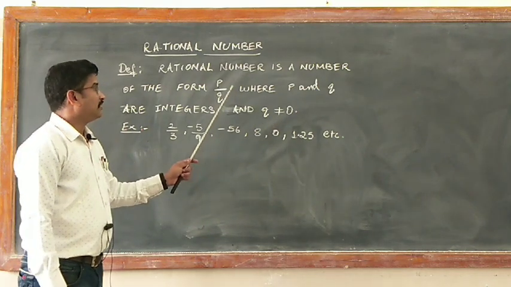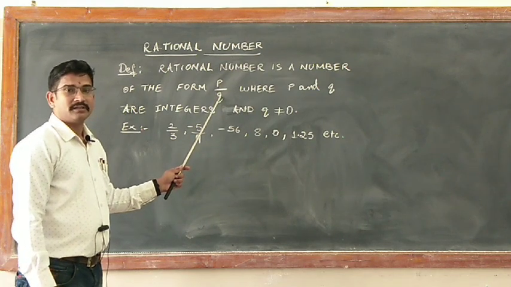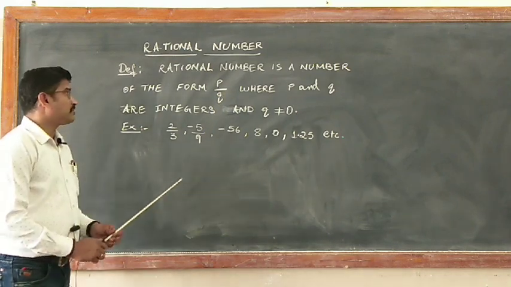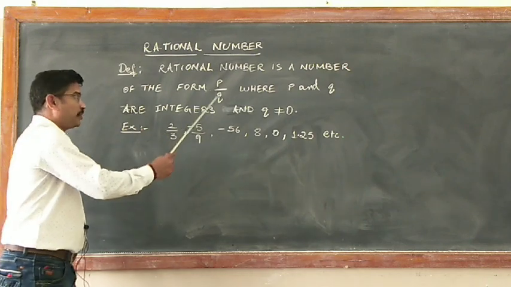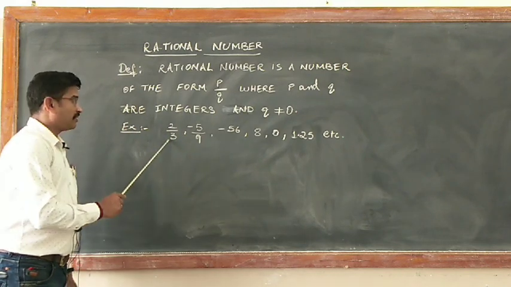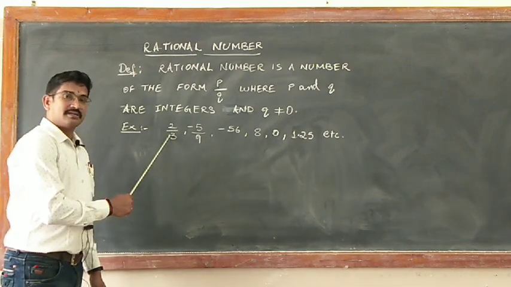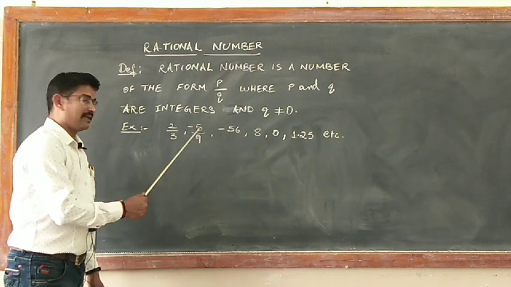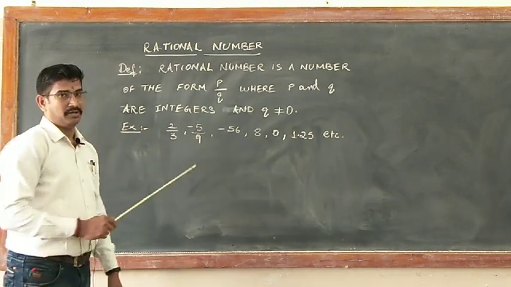That means in the form of p by q, the denominator should be a non-zero number. And yesterday we have even seen examples for rational numbers. 2 by 3, which is in the form of p by q, satisfying both the conditions. Denominator 3 is not 0, it is a non-zero number, so it is a rational number. Minus 5 by 9, both minus 5 and 9 are integers. Denominator 9 is a non-zero number, so it is also a rational number.